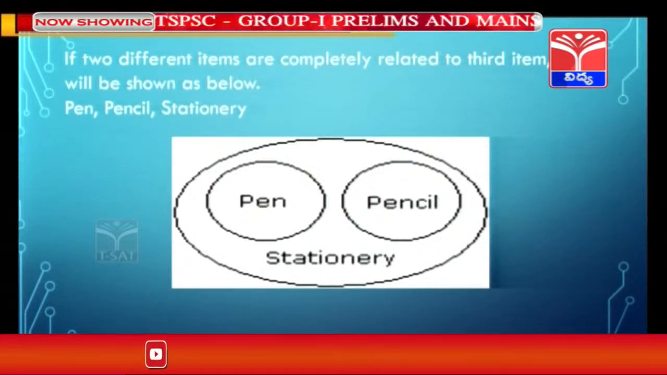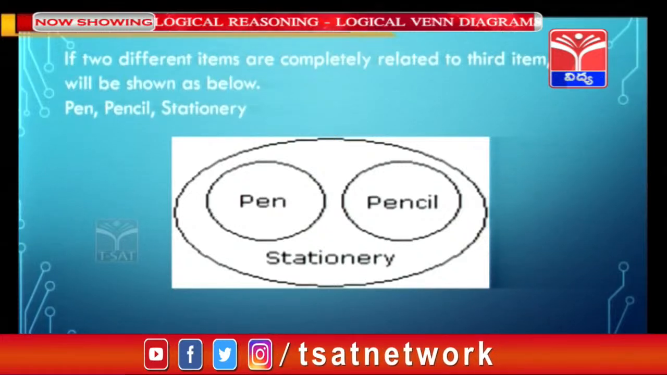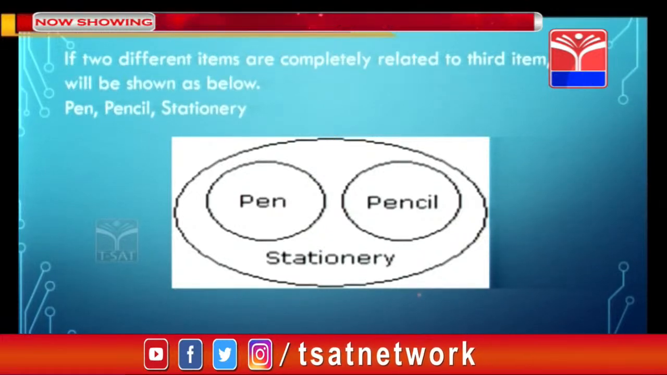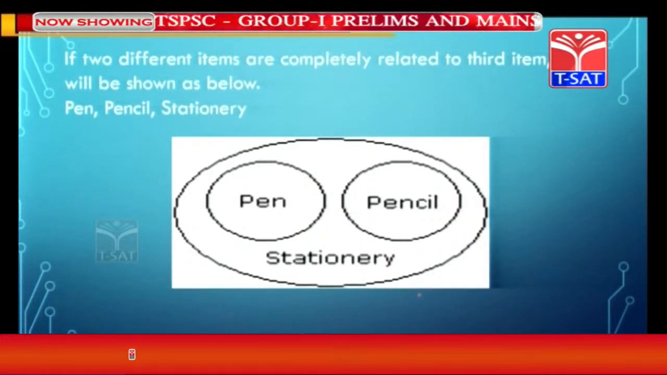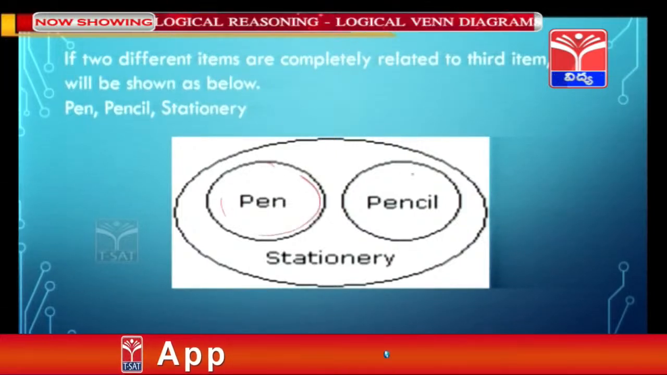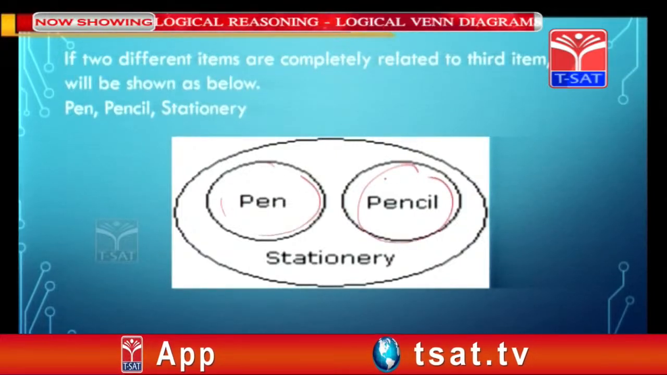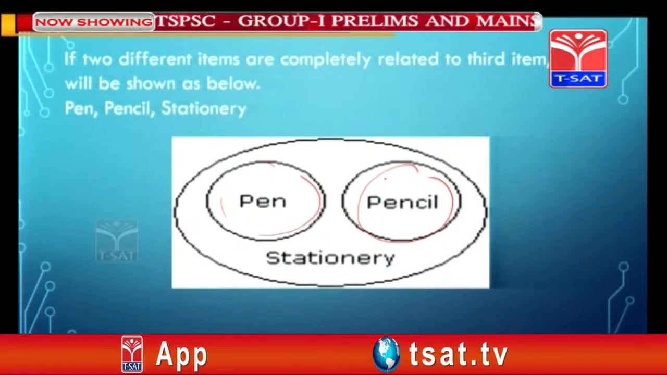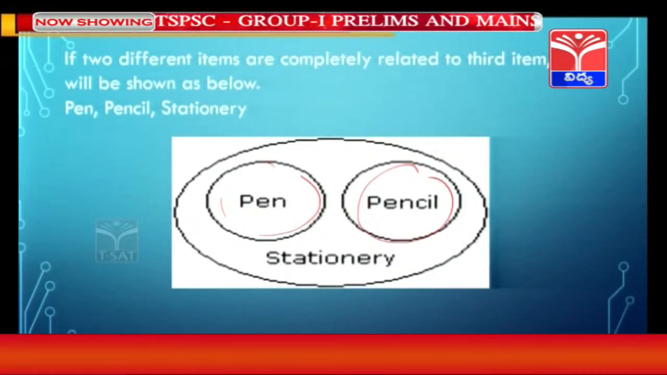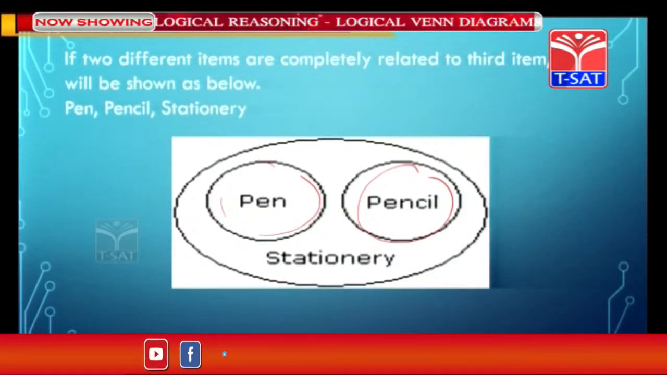So, when you consider stationery as a circle, and pen and pencil as other circles, the pen and pencil circles lie inside the stationery circle. This is very, very important, because pen and pencil are two disjoint sets, and the diagram shows that.